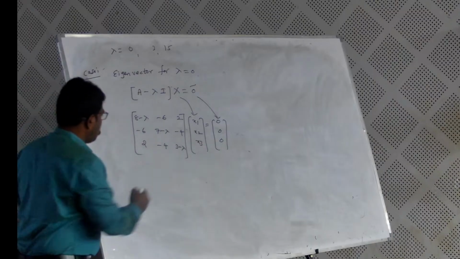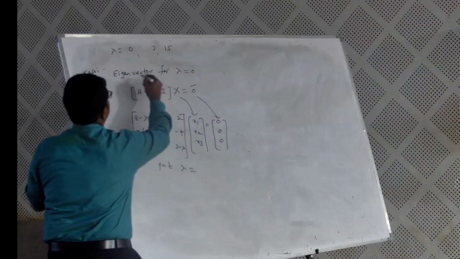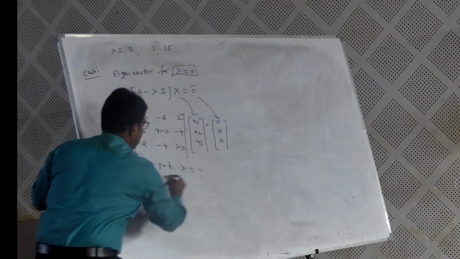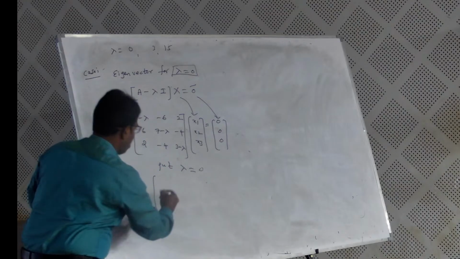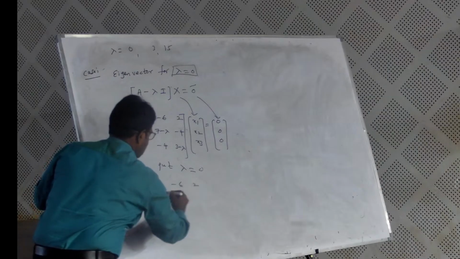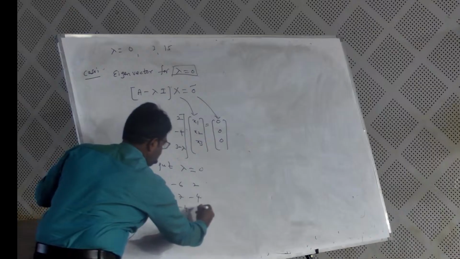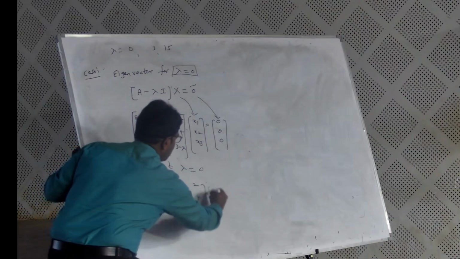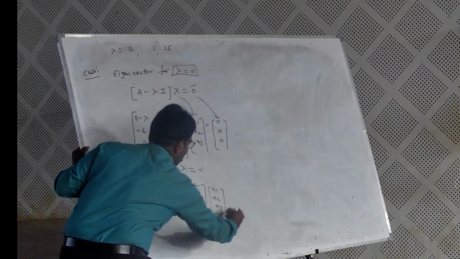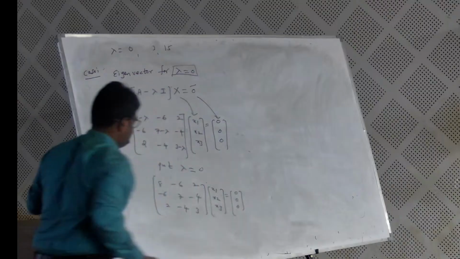And what is the lambda value, dear students? What is the lambda value? Put lambda equal to 0. Put lambda equal to 0. 8 into x1 equal to 0, 0, 0.